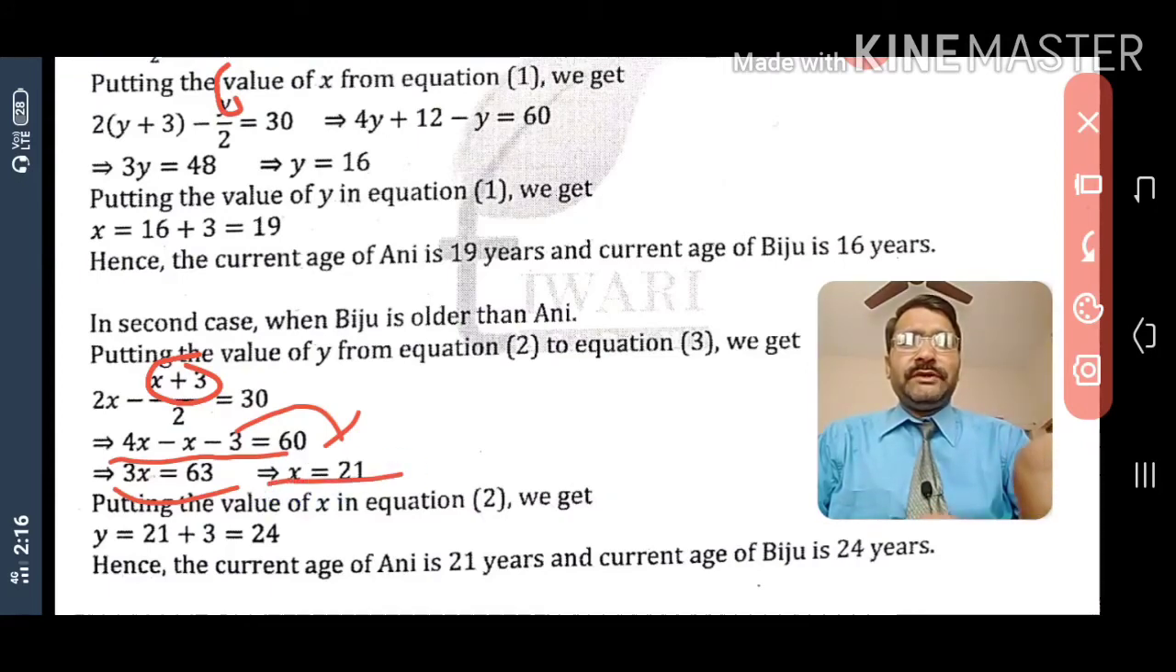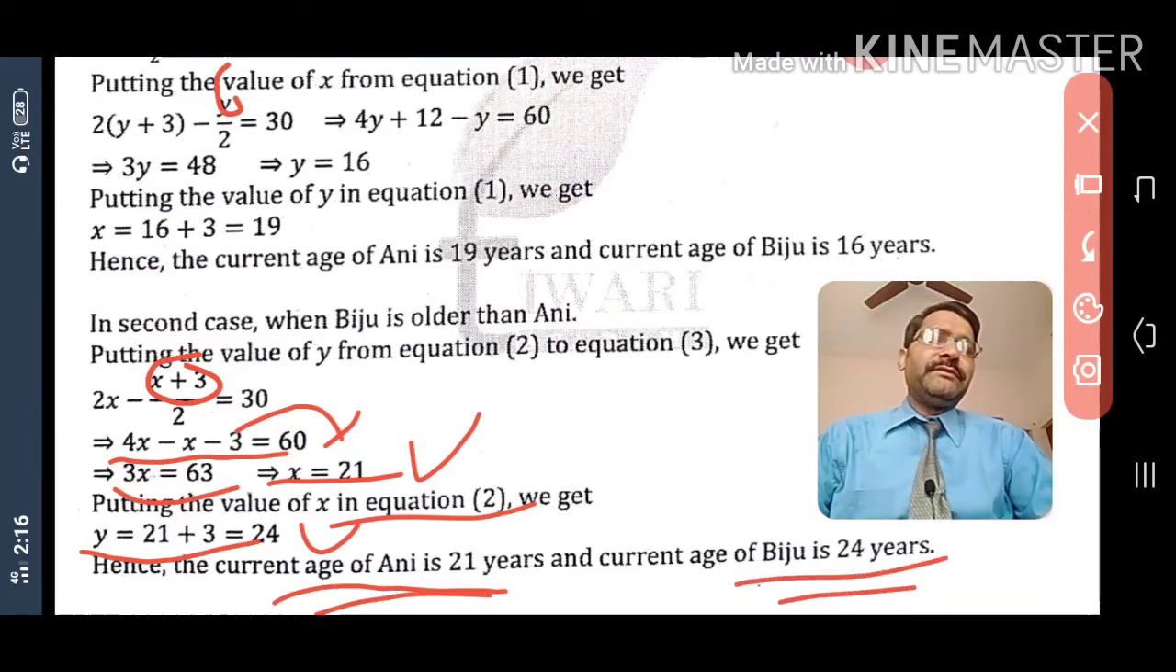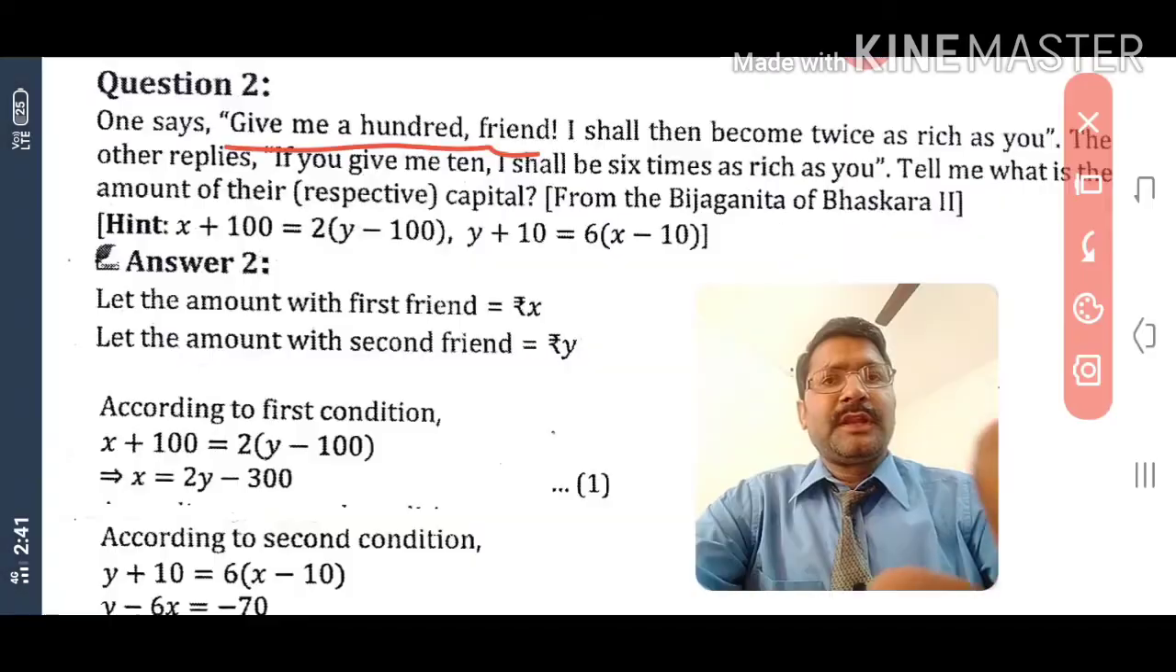Now x equal to 21 you will put in equation number 2, that is y equal to x plus 3. In place of x you put 21, so 21 plus 3 is 24. Now x we get 21 and y we have 24. So the current age of Ani is 21 and Biju's age is 24. So here two cases we have, and hope you understand these two cases.